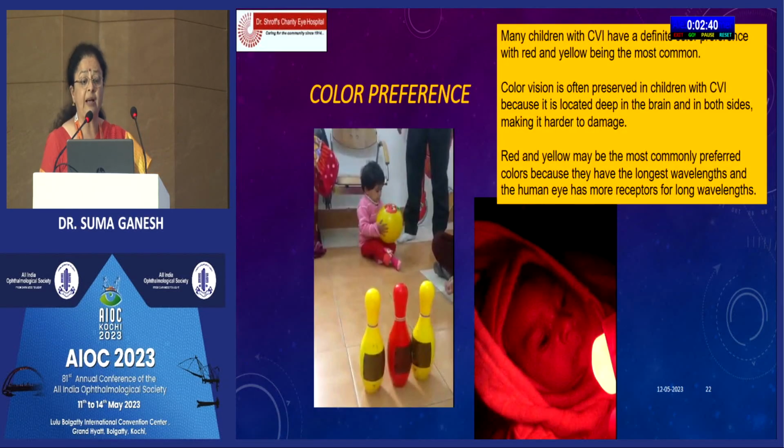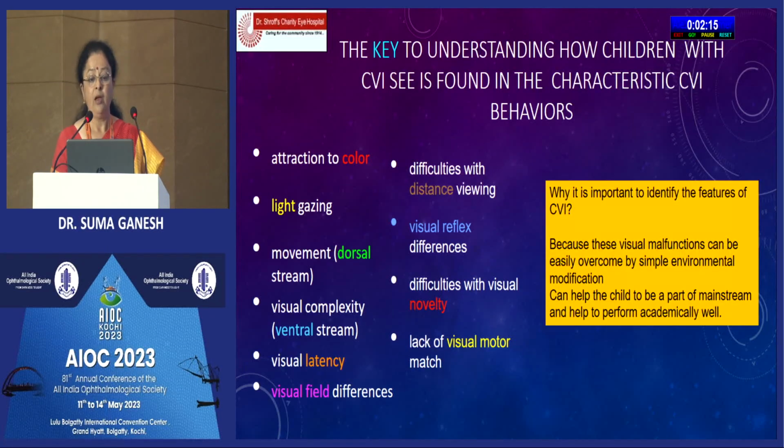They also have a color preference. This we use in rehabilitation. Red and yellow are the most commonly preferred colors because they have the longest wavelengths. So we can use these simple toys, or sometimes you can just use a glaze paper, red or yellow, over the torch, and you can stimulate. For children who are not at all fixing and following light, you can tell the parents to start with this if they are staying far away or are not able to come to a therapist. And that itself stimulates the brain to see.